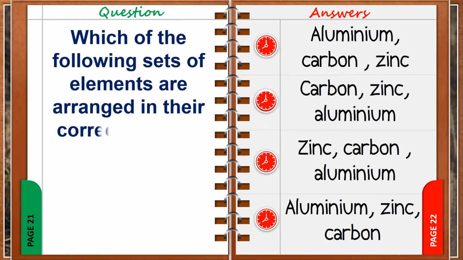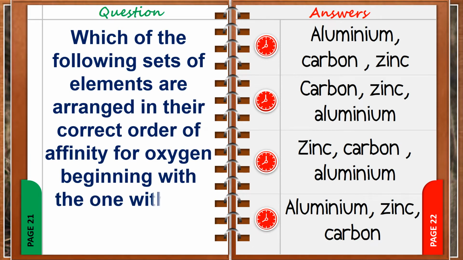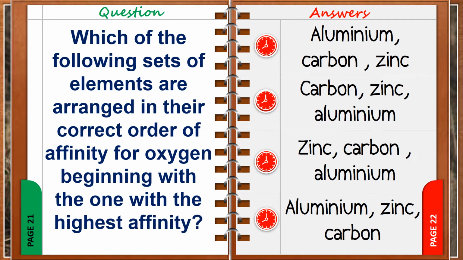Which of the following sets of elements are arranged in their correct order of affinity for oxygen, beginning with the one with the highest affinity? Aluminium, followed by zinc, and then followed by carbon.